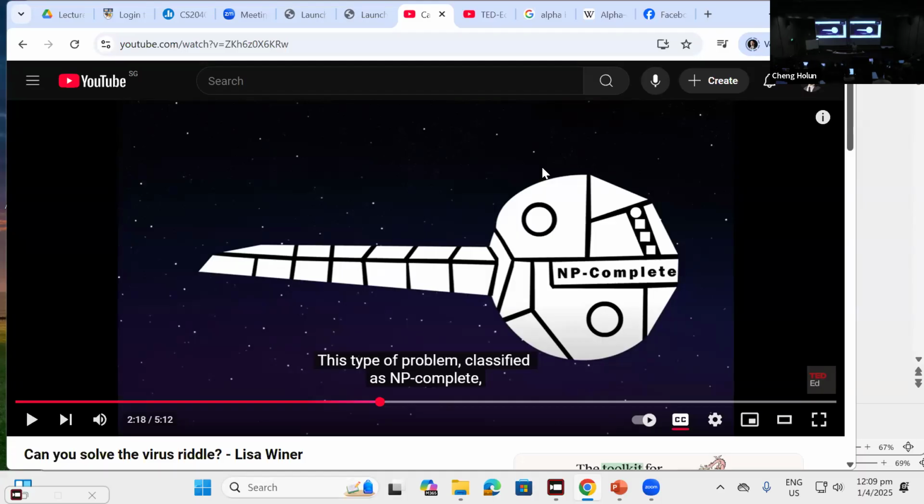I don't know if anyone has heard of this term before, NP-complete? NP-hard, NP-complete? No? Actually, NP-complete and NP-hard stand for problems that cannot be solved in polynomial time. NP means non-polynomial time algorithms. What we are studying is polynomial time algorithms: quicksort, n squared, n log n. Those are polynomial time algorithms.